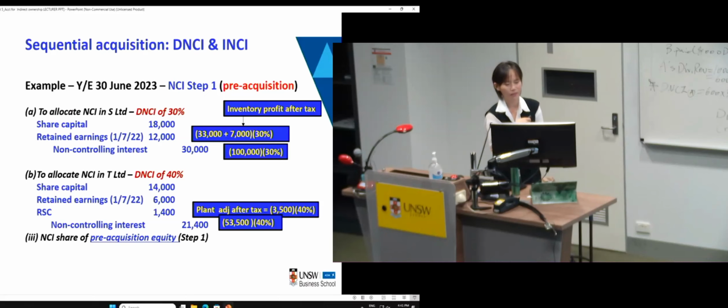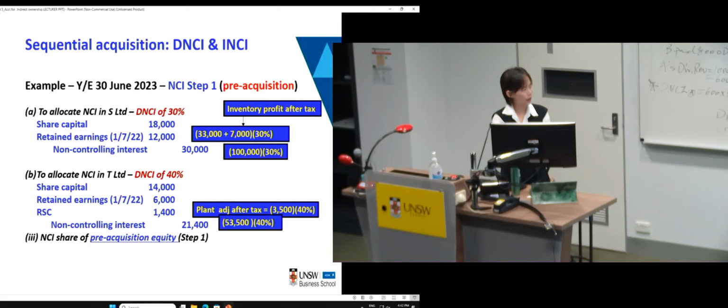Now, still step one, let's look at NCI in T. Now, remember that only the NCI receives a share of the pre-acquisition equity of the subsidiary. The reason we used an example to explain that earlier is to avoid double counting, right? Now, the DNCI interest in T is 40%. Right? So we multiply T's pre-acquisition share capital, retained earnings, and RSC balance by 40%. That's it. Okay. Now, then we credit NCI.